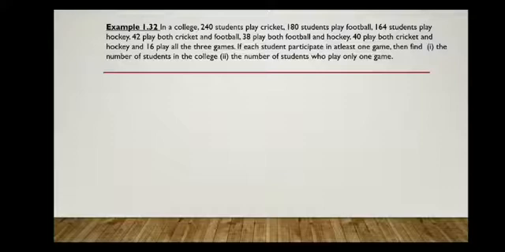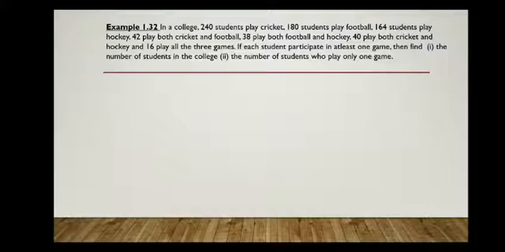If each student participates in at least one game, then find the number of students in the college and the number of students who play only one game. They have given how many play cricket, how many play football, how many play hockey, how many play both games, and how many play all three games. All the students in that college participate in at least one game, so there is no one left out without playing a game.